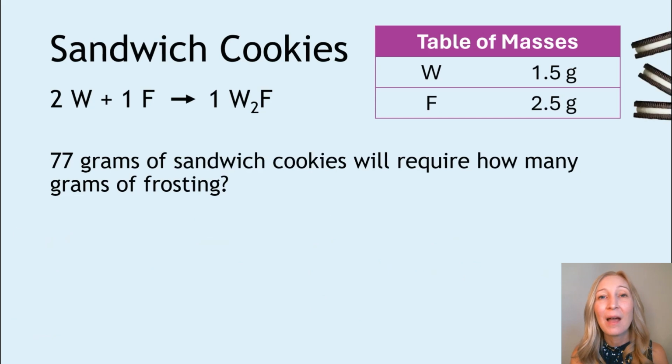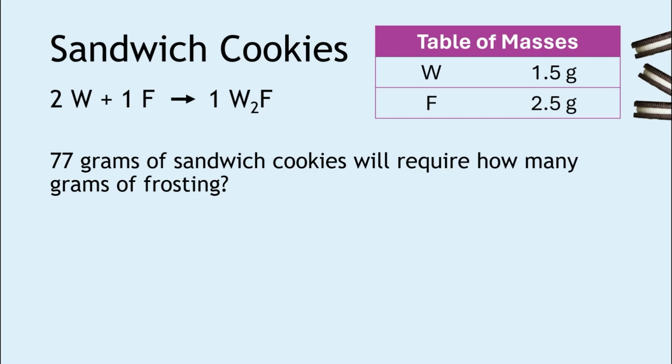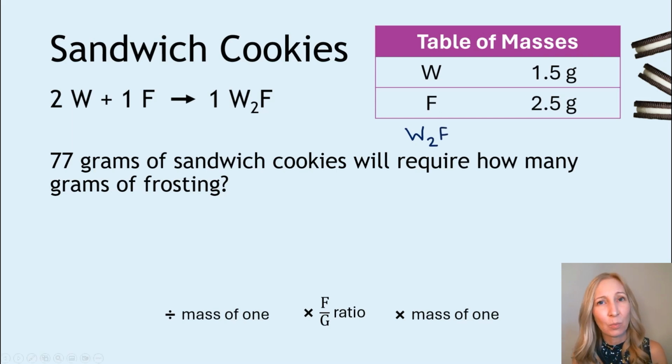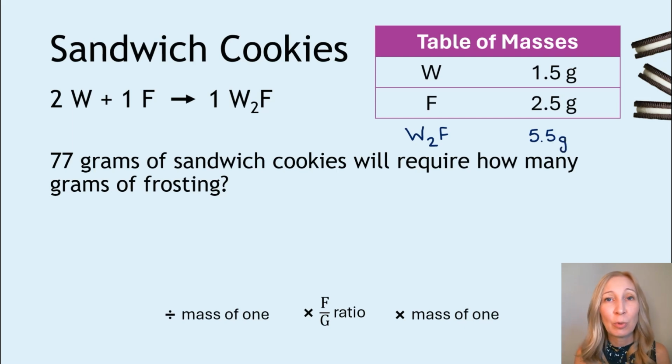Okay, here's another one. Pause the video and see if you can try this one on your own. Then watch me go through the calculations and check your work. Before I even start this, I already know that I'm going to need to know the mass of an entire sandwich cookie. Since the formula is W2F, we need 2 wafers, that's 1.5 plus 1.5, which equals 3 grams, plus 1 frosting, that's 3 plus the mass of a frosting, which is 2.5, equals 5.5 grams. So a W2F has a mass of 5.5 grams.